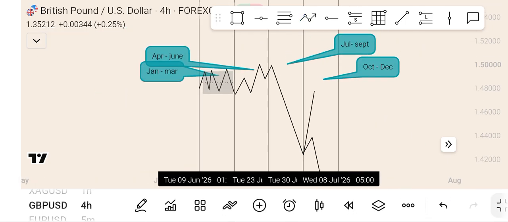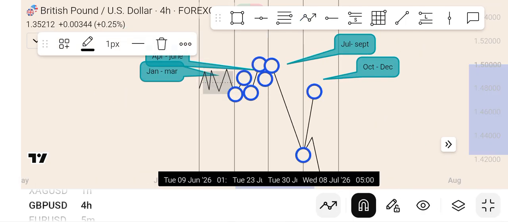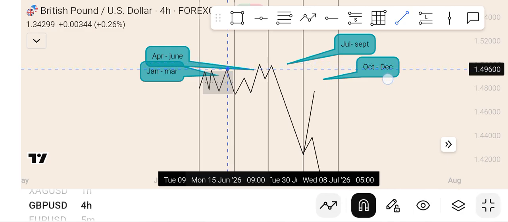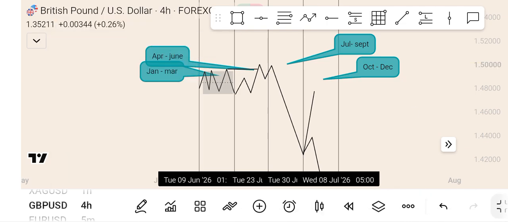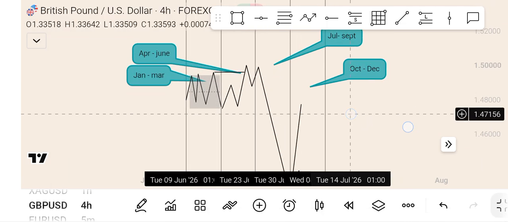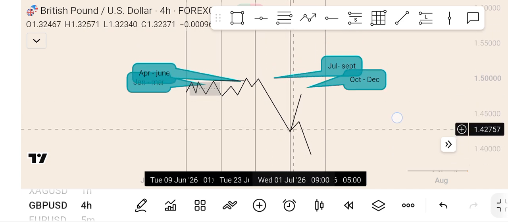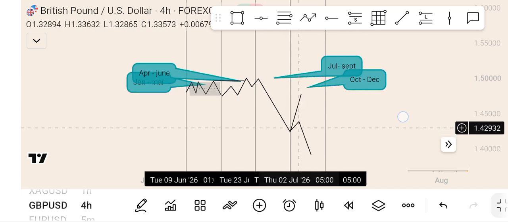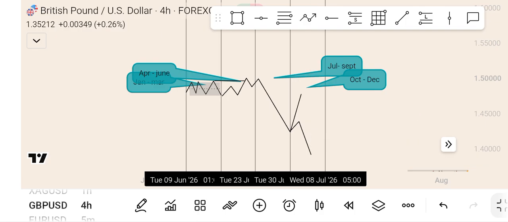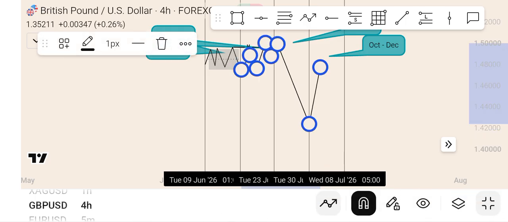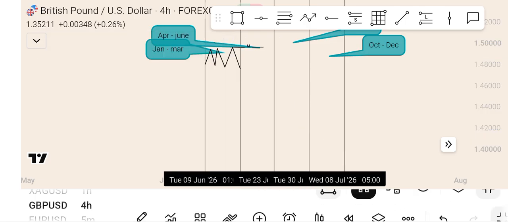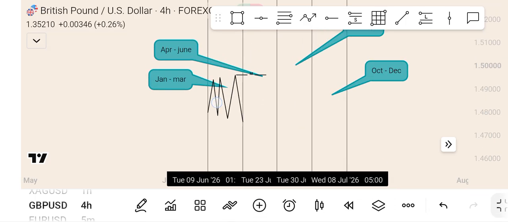So this is what happens: accumulation, manipulation. Mark the manipulation very well. Then the third quadrant, distribution, and reversal or continuation. You get? So this is how the market moves in each of the quarters: accumulation, manipulation, distribution, reversal. So this is just the yearly quadrant.